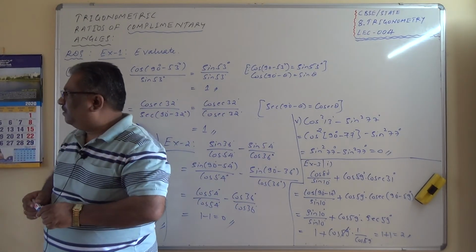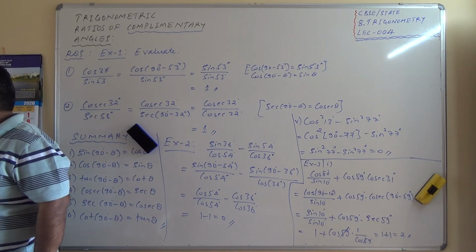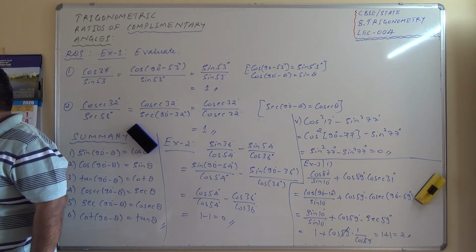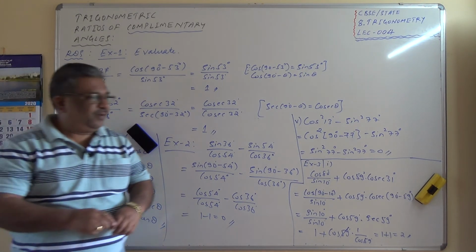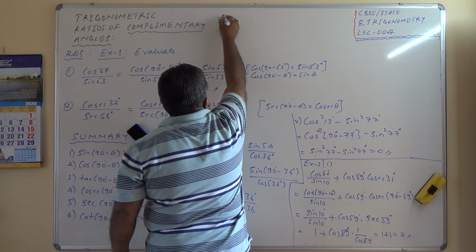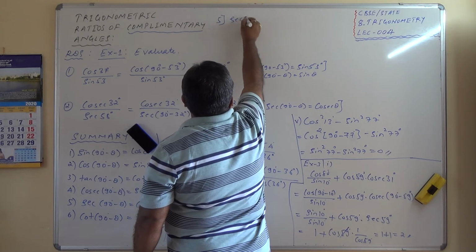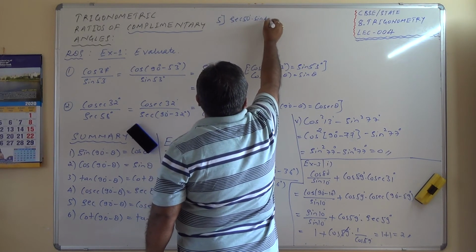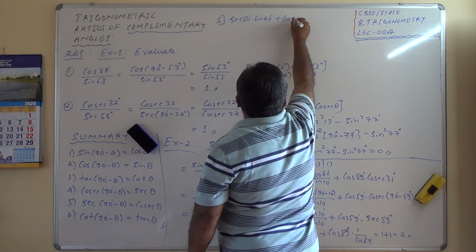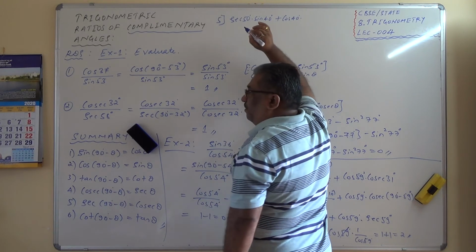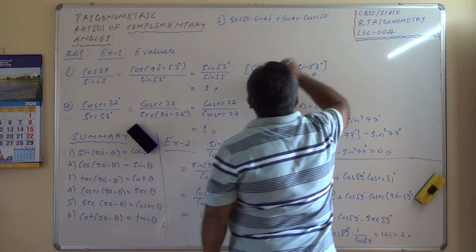Okay, so this is one more problem. Let me take one more problem. Yeah, here it goes like something like this. Fifth one, here I will solve. Sec 50 into sin 40 plus cos 40 into cosec 50. So let us see.